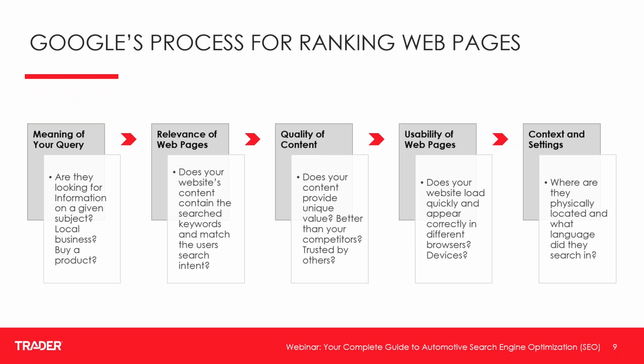Next, they want to look at usability, right? Does your website load quickly? Is it accessible on mobile devices? Is it accessible for people with disabilities? All of these things Google takes into account when they are looking at the usability of a web page. And then the very last thing, context and settings. Things like, where is the person located that's searching for this? What language are they searching in? This sort of thing. This is Google's process, ripped right out of their support documentation.